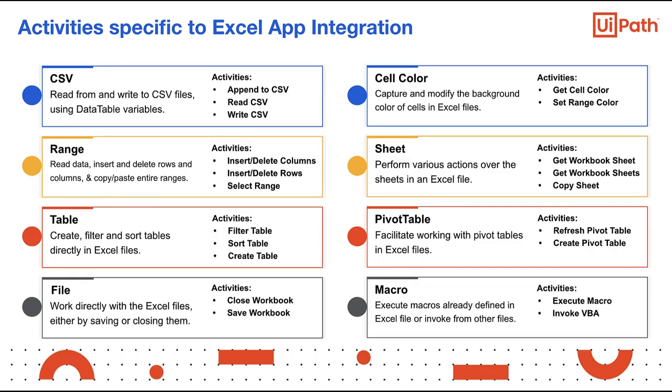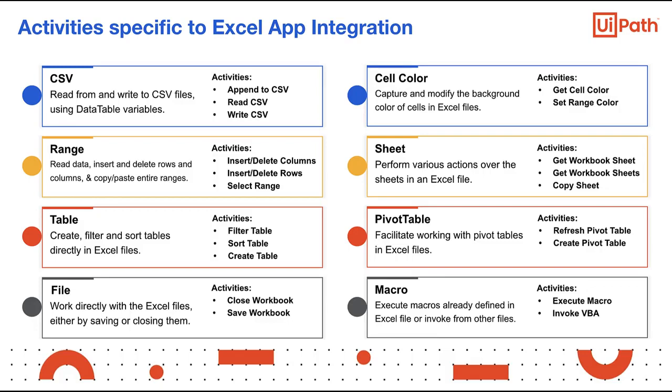Autofill range applies a given formula over a given range in an Excel file. Copy-paste range copies and pastes an entire range from a source sheet to a destination sheet. Lookup range searches for a value in all the cells in a given range. Remove duplicate range deletes all duplicate rows from a given range.